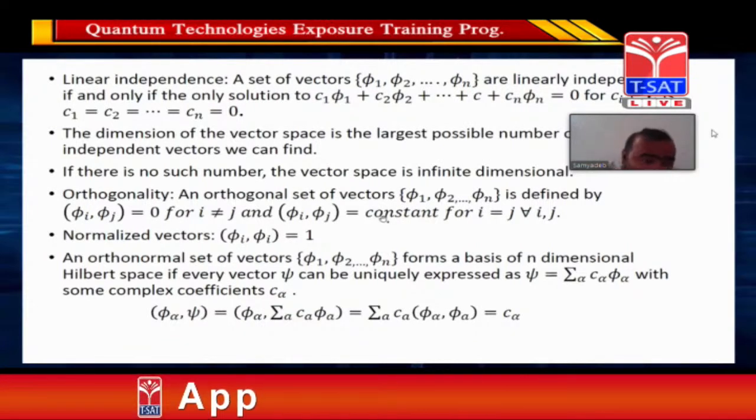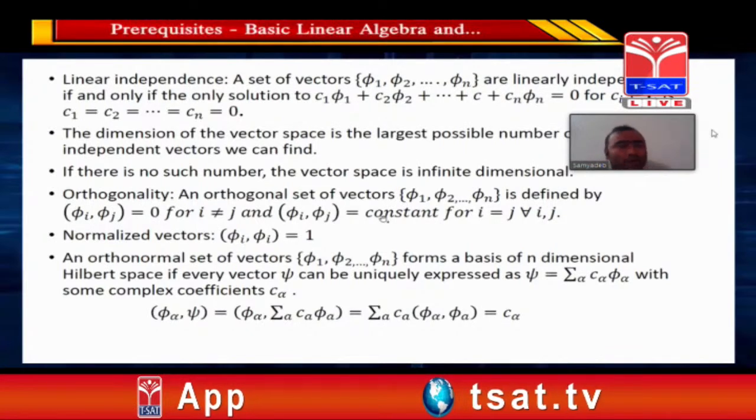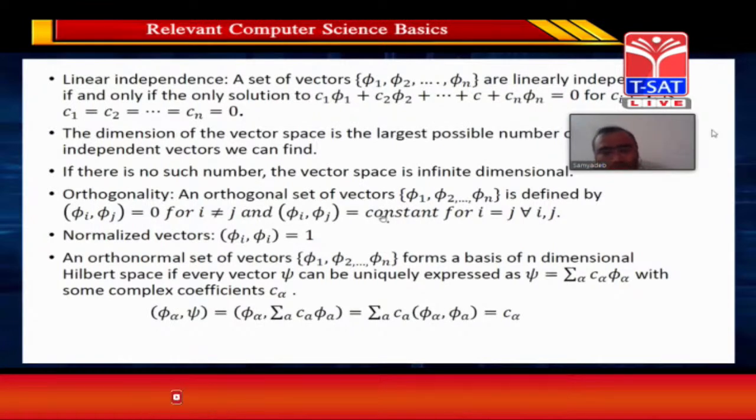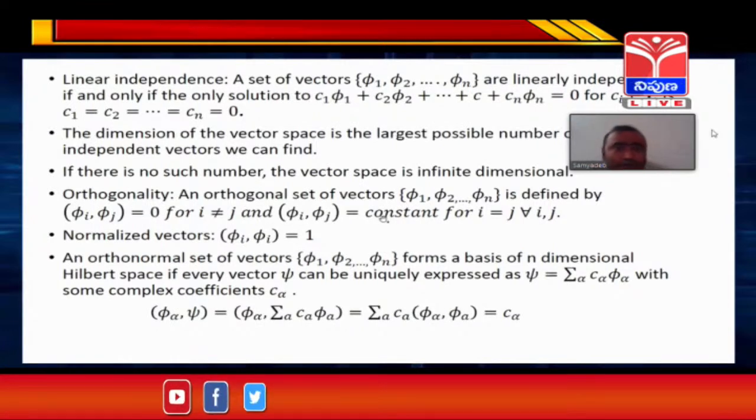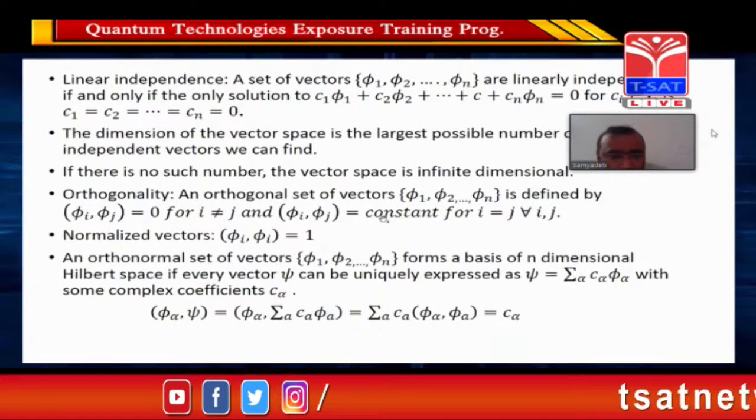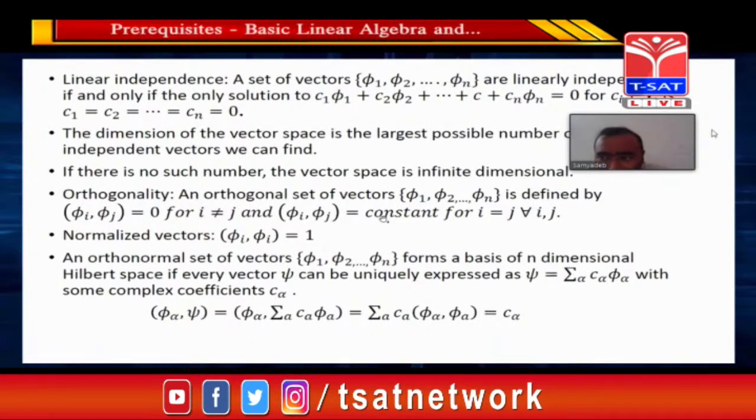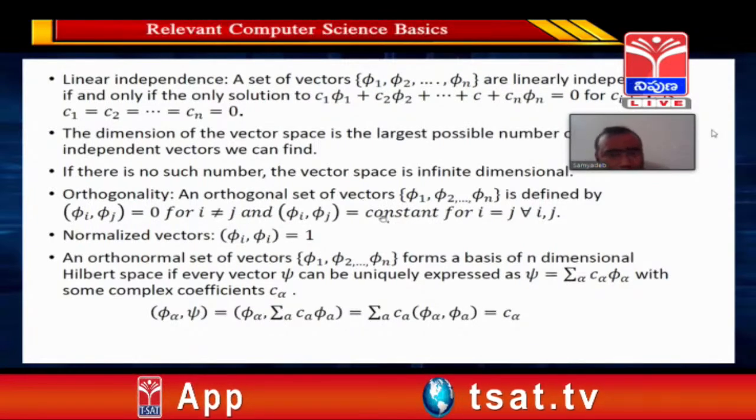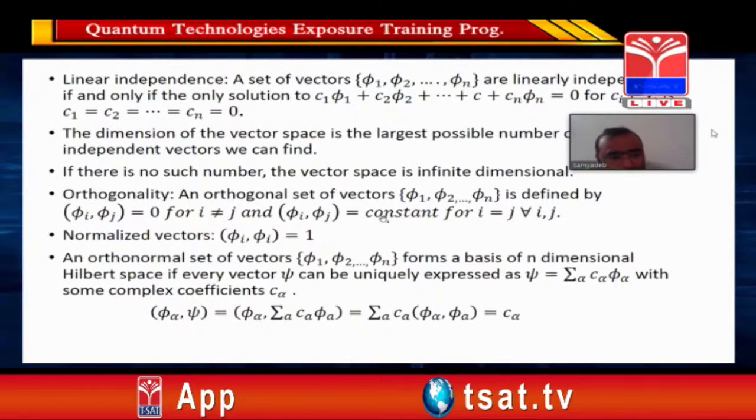So a set of orthogonal vectors is trivially linearly independent. Not trivially, but they're the most prominent example of linearly independent vectors. You cannot write i cap in terms of j cap or k cap, and vice versa. So these are essentially linearly independent.